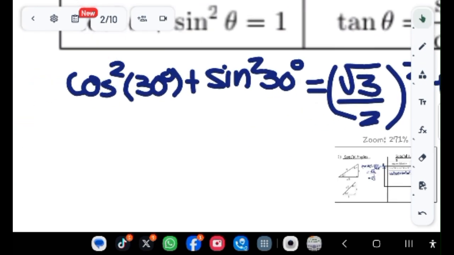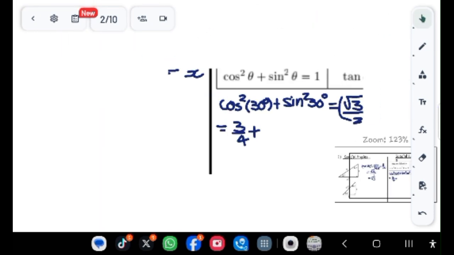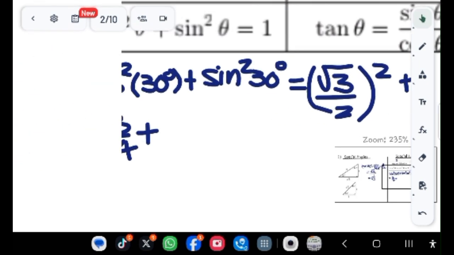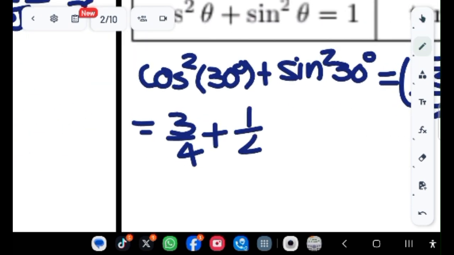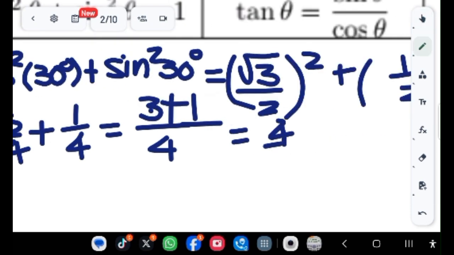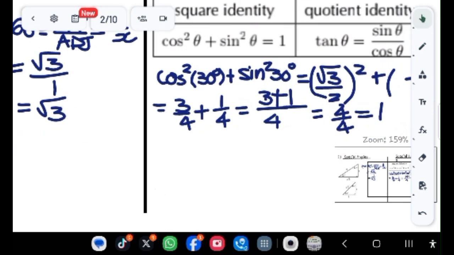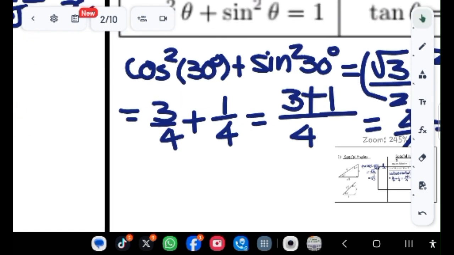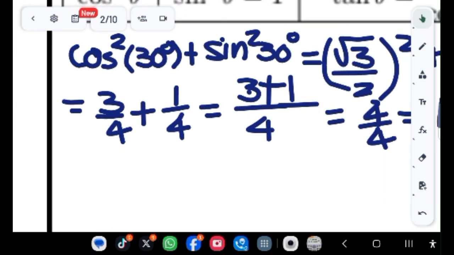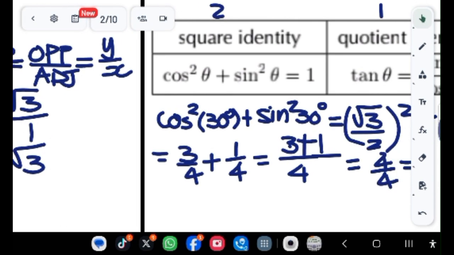All right, so that gives us 3 over 4 plus 1 over 4. As you can see for yourself, we've got a common denominator, so all we do is add the two numerators together, and that gives us 4 over 4, which is 1, and that's how you prove it. Now notice that from the square identity, you've got other derivatives. You can basically express the square identity in different ways that you like.